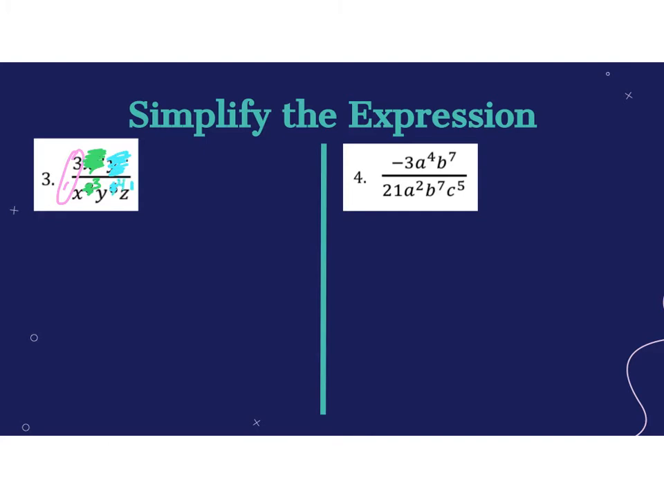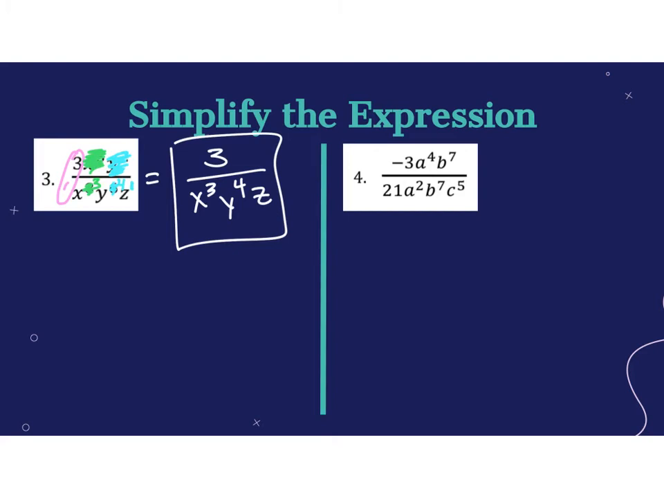So let's write out our solution here. When I write out my solution, the only thing I have left in the top is the 3. Oh, and I forgot to mention, z has nothing in the top to cancel with, so z is just going to stay how it is. So the only thing I have left in the top is the 3. In the bottom, I have x to the 3rd, y to the 4th, and z to the 1st. That's my simplified expression.